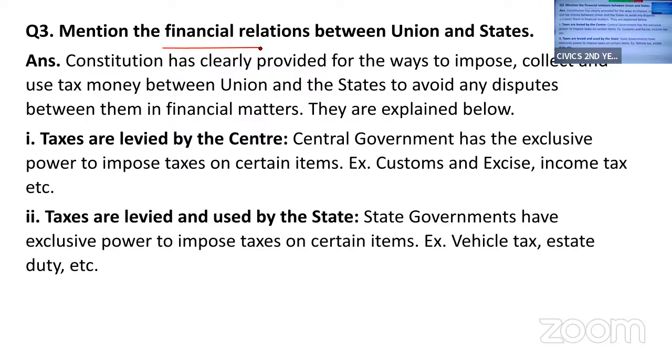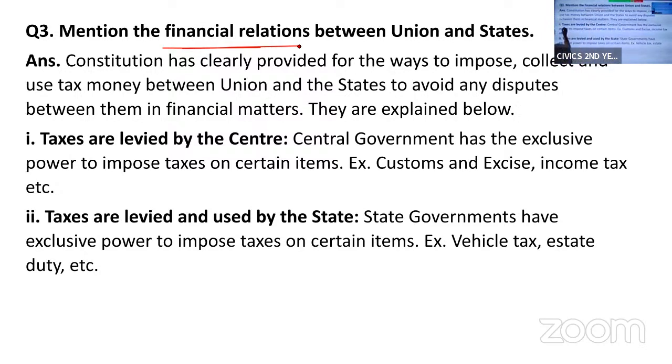The Constitution has clearly provided the ways to impose and collect the taxes between union and states. The financial matters will lead to disputes. So the Constitution has clearly divided the financial powers of the central and the state government. Which government will impose tax, which government will collect the tax, how they are using the tax money. That is determined in the financial relations.